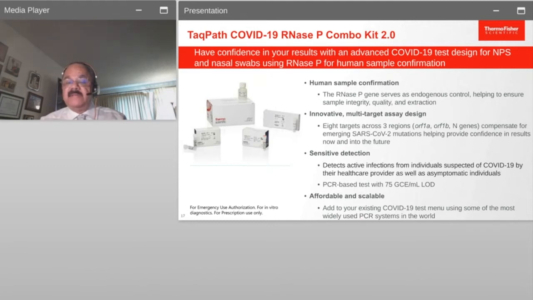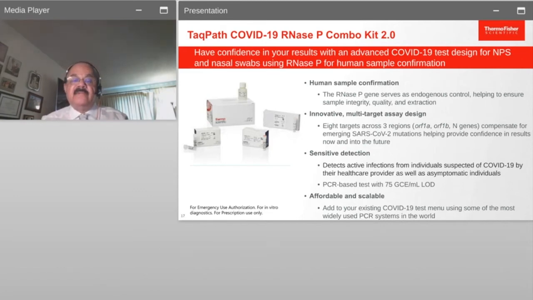And this compensates for any new emerging SARS virus mutations. So having degeneracy in the number of targets makes the assay extremely robust. It's very sensitive. The limit of detection is around 75 GCs per ml, so it's more sensitive than the version 1 that we had, and it's affordable and scalable and easily added onto your testing menu on the same instruments that I mentioned before.